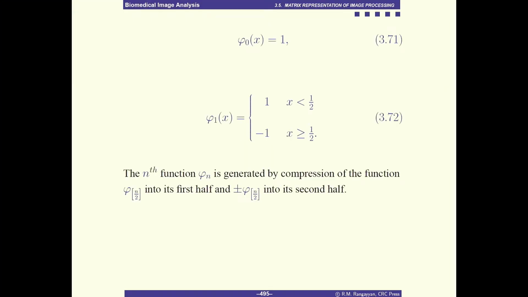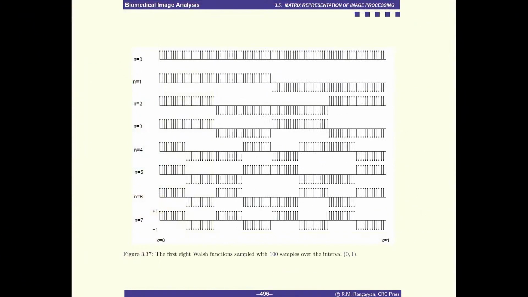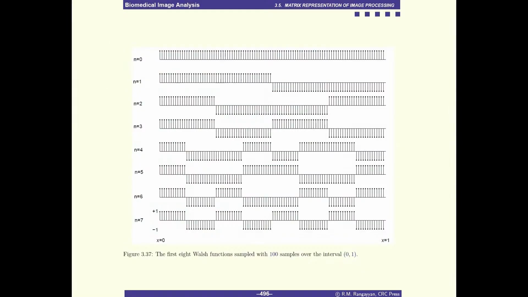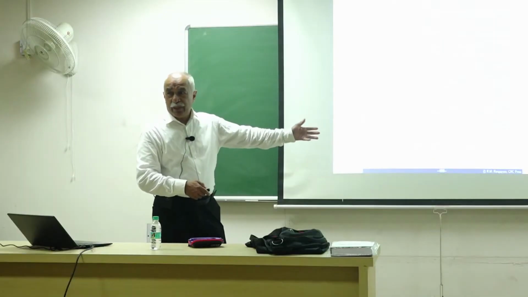Phi 0 of x is defined as 1. Phi 1 of x is plus and minus 1 for half the interval. The nth function is generated by compression of the function phi n over 2 into its first half and plus or minus phi n over 2 into the second half, like this. For n equal to 0, all the values are equal to 1. So these are the first 8 Walsh functions sampled with 100 samples. There are 100 values here over the interval 0 to 1.